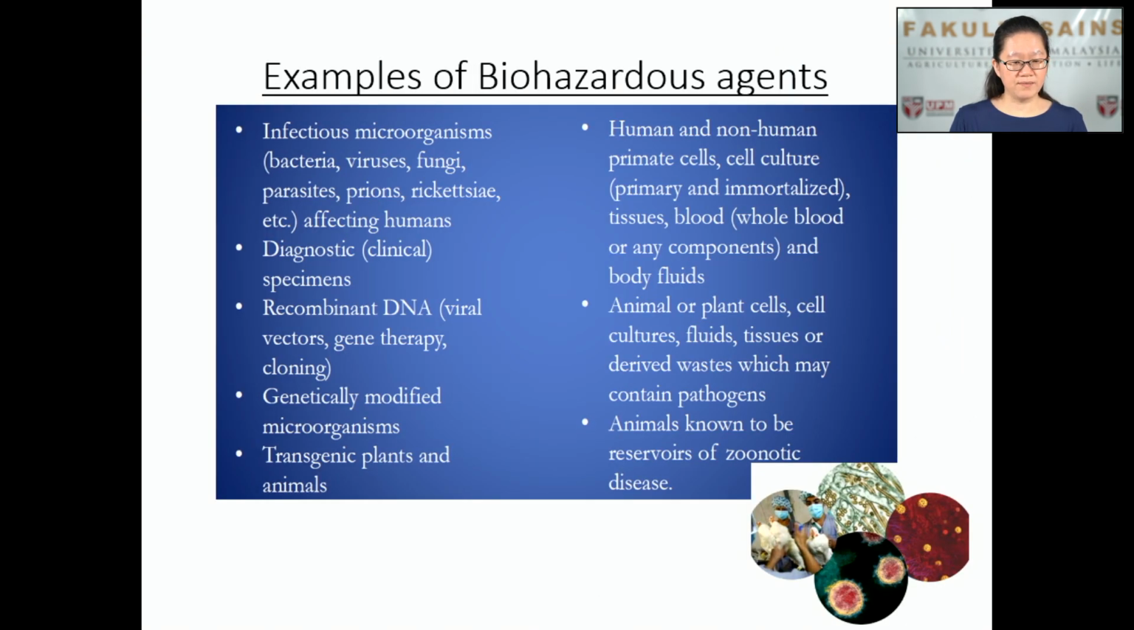These are some of the examples of biohazard agents that can actually be present in any research lab mainly dealing with biological organisms, which includes infectious microorganisms, diagnostic specimens, recombinant DNA, genetically modified organisms, humans and non-human primates, cells or cell cultures, animal or plant cells or cell cultures, fluids or tissues which may have contained pathogens, and also animals known to be a reservoir of zoonotic diseases.